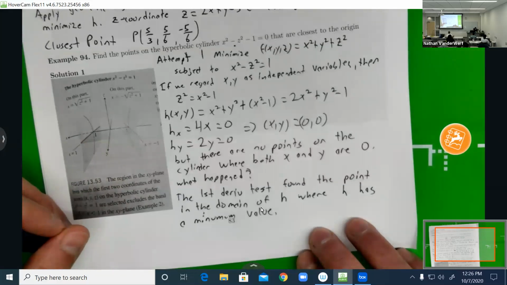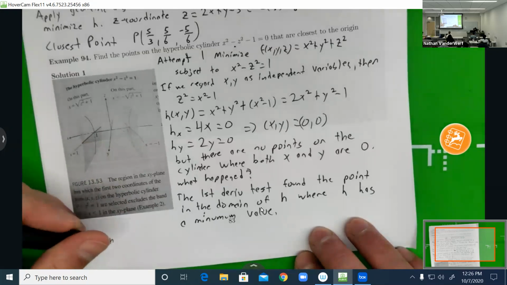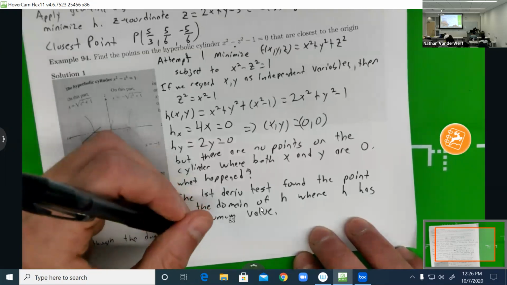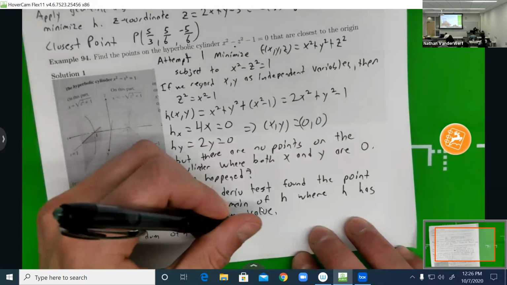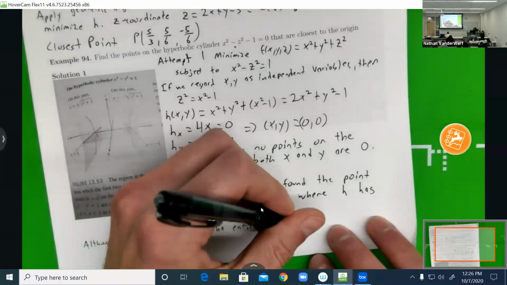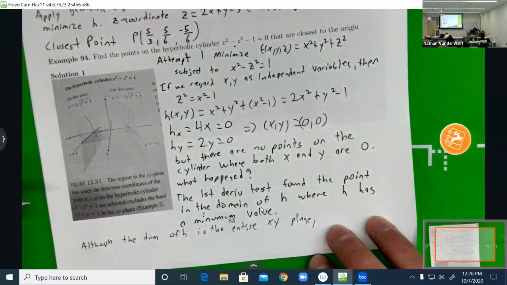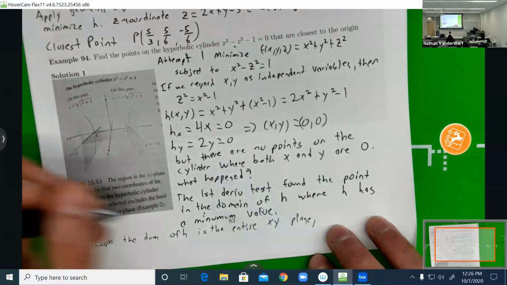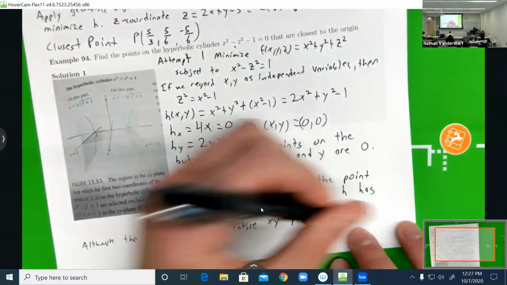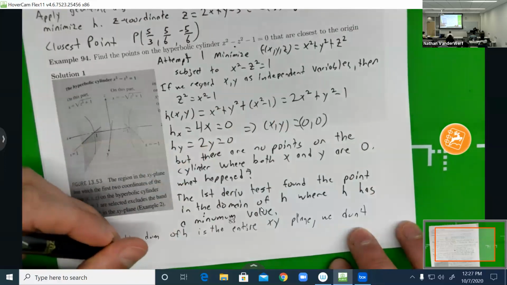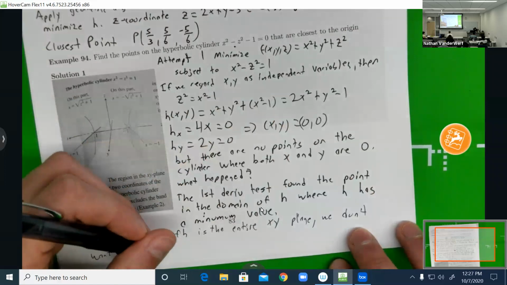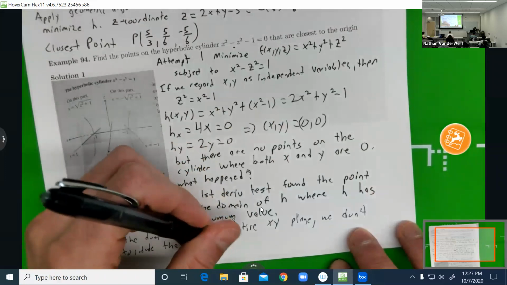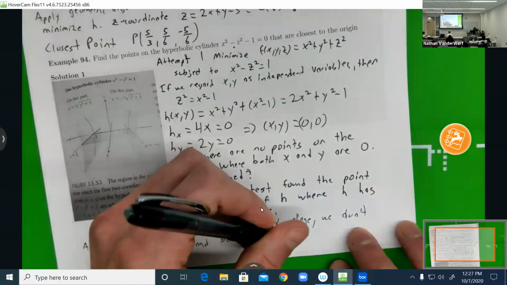So although the domain of h is the entire x y plane here, we don't want to include the band. This little band right here, the band between x equals 1 and x equals minus 1.